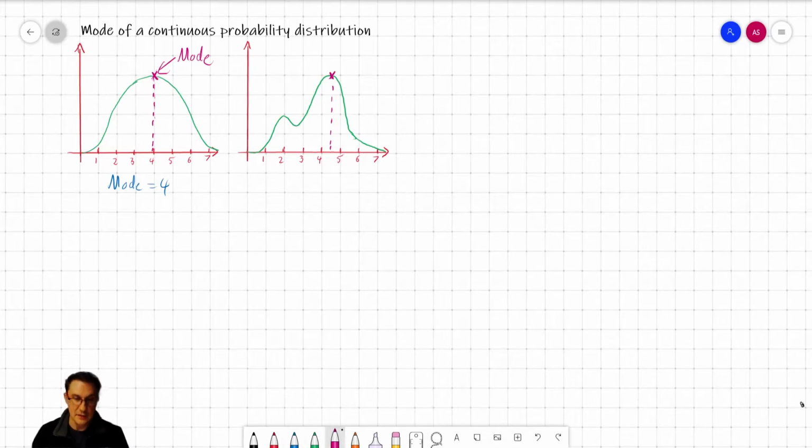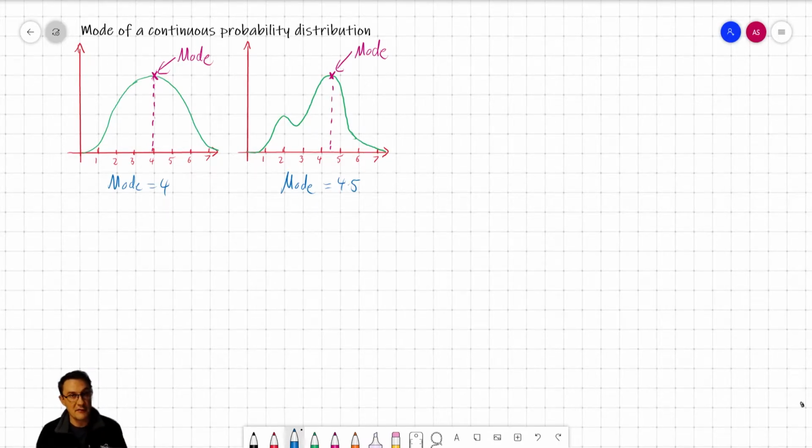In the second one here, there's a high point, but then it comes down a bit, and then it goes to an even higher point. We need to make sure we're picking the highest point here, and that's going to be this point here. It's just a matter of working your way down, finding out where that matches up on the x-axis. So in this case, we're going to have a mode which is halfway between the 4 and the 5 roughly. So that would be a mode of 4.5.